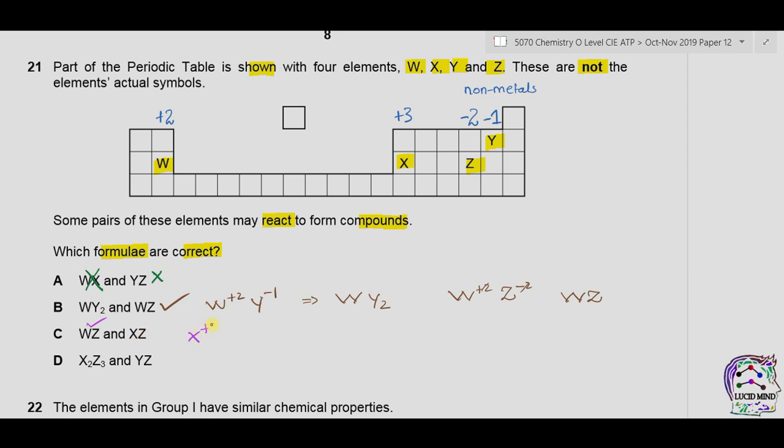In C, we have WZ, which is correct, and XZ. The charge on X is +3 while that on Z is -2. As the charges are unequal, the compound formed will be X2Z3. So this is incorrect. D is X2Z3, which is correct, and YZ. Now the charge on Y is -1 while that on Z is -2. So in making the compound, it will form Y2Z. So this is incorrect. The correct answer is therefore B.